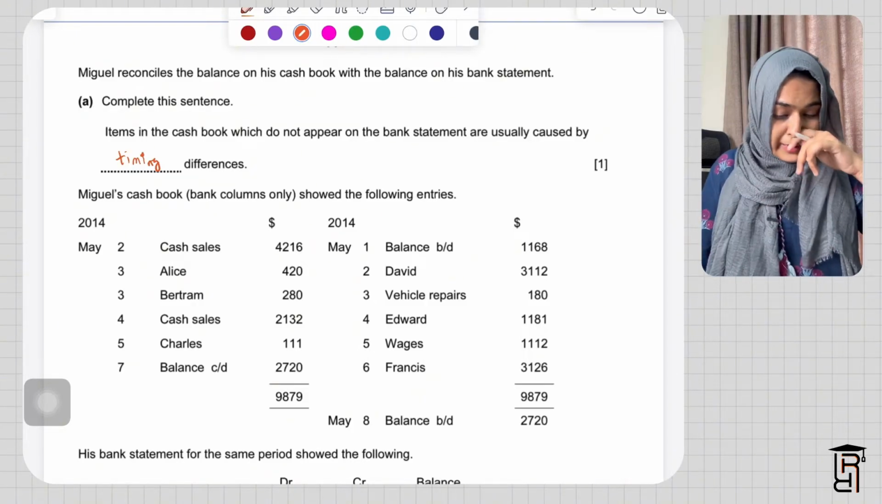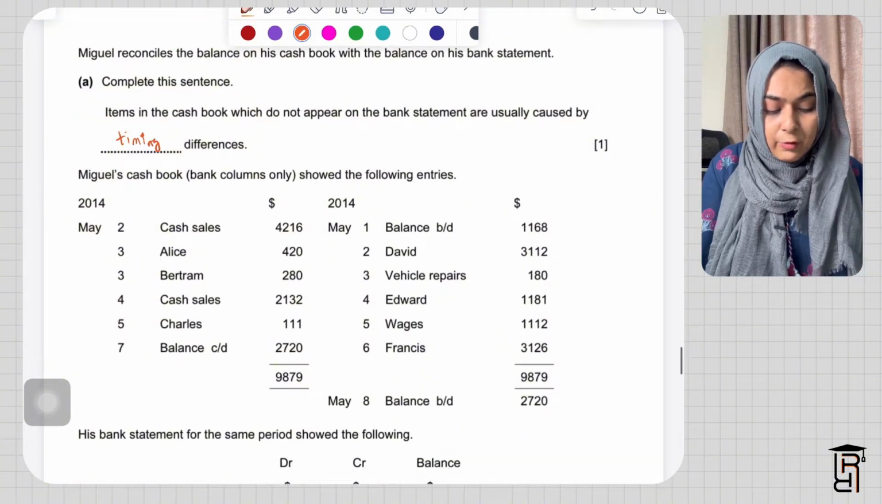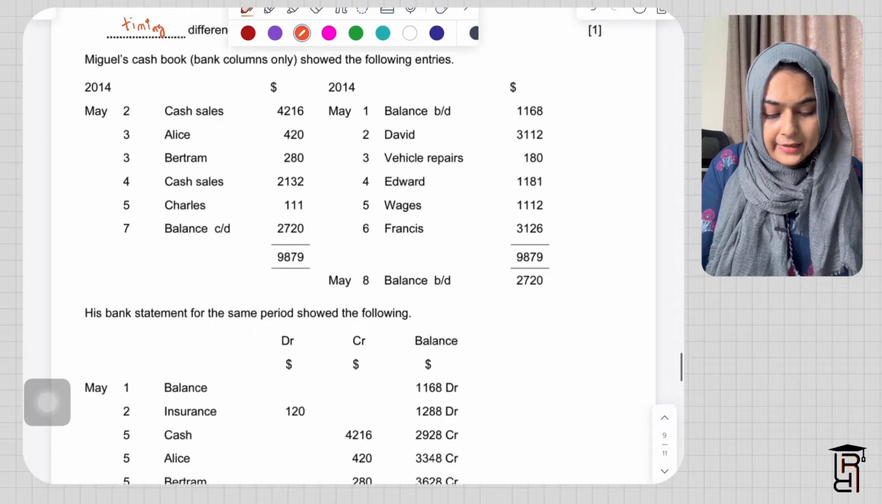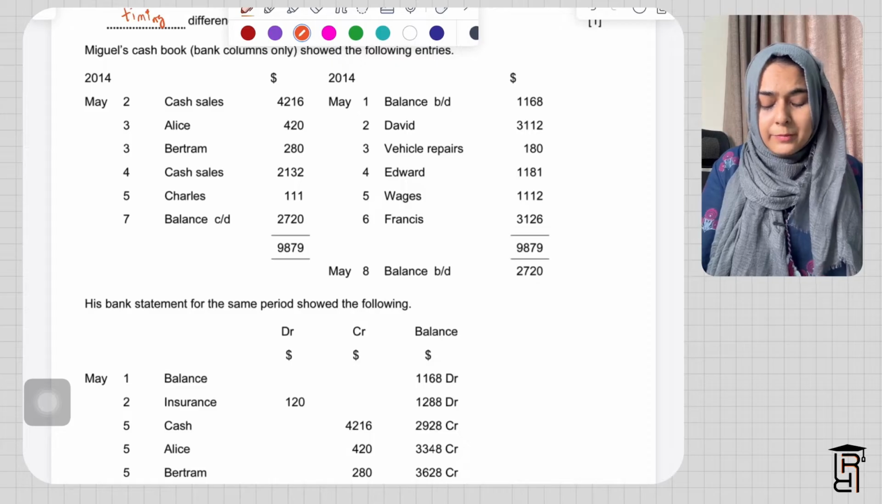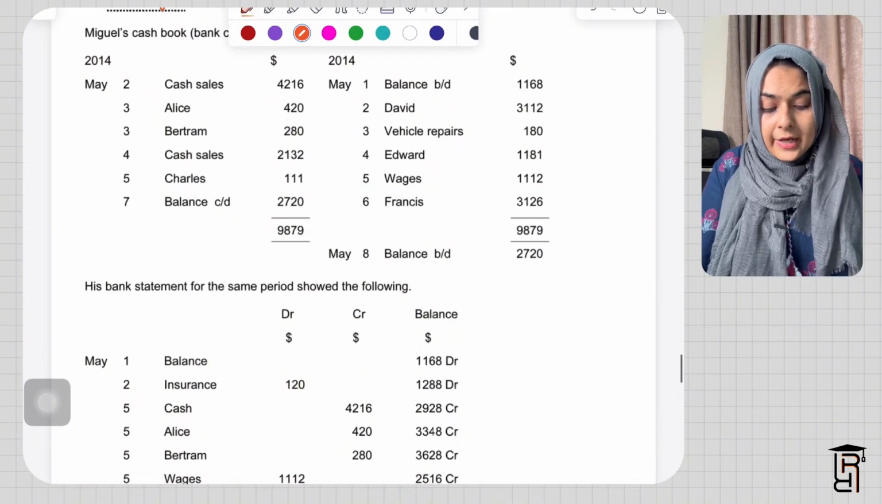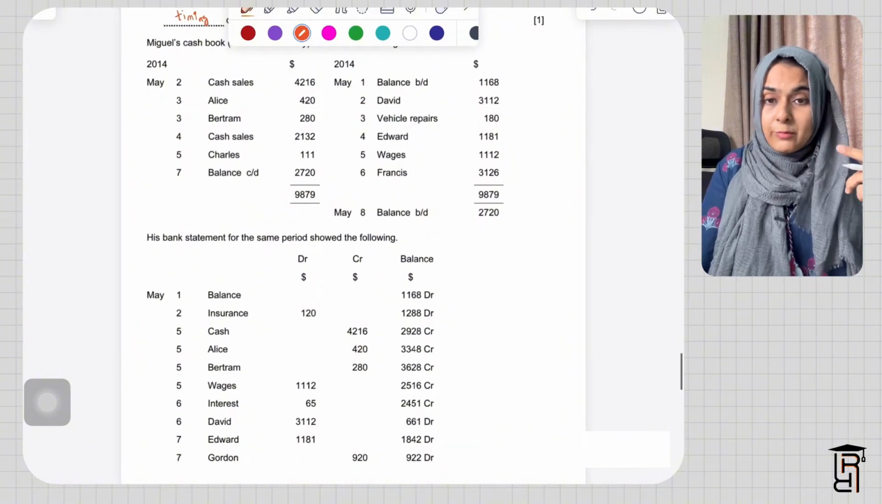Here they are saying Miguel's cash book bank columns only showed the following entries. There is cash sales 4216, the money received from Alice, the money received from Bertram, and cash sales 2132. So what I need to do is compare both of these.